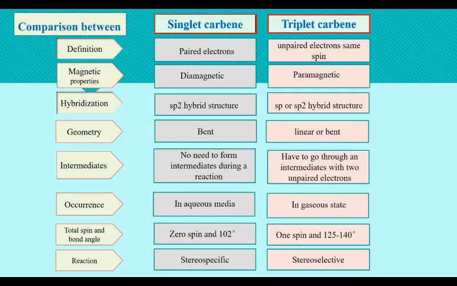The occurrence of singlet carbene is mostly in aqueous media, while triplet carbene occurs in the gaseous state. In singlet carbene, the total spin is 0 and the bond angle is 102, and triplet carbene has 1 spin. The reactions of singlet carbene are mostly stereospecific, while triplet carbene has stereoselective reactions.